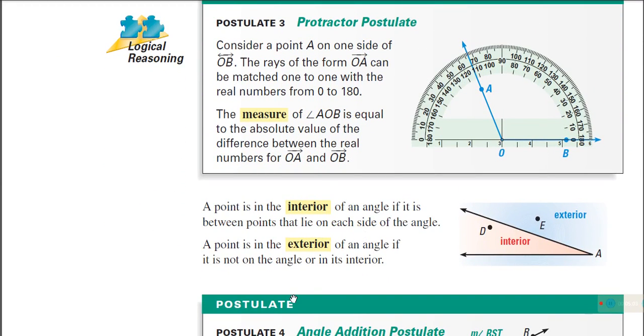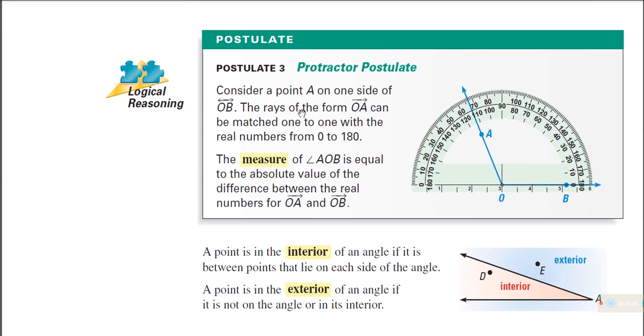Now we have the protractor postulate. So consider a point A on one side of OB. Ayan. The rays of the form OA can be matched one-to-one with the real numbers from 0 to 180. So, kung meron kang isang angle, isa lang din ang measurement niyan. Hindi ka pwede magkaroon ng isang unique na angle na dalawa ang measurement. So, the measure of AOB is equal to the absolute value of the difference between the real numbers for OA and OB.